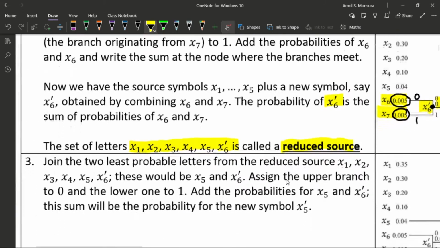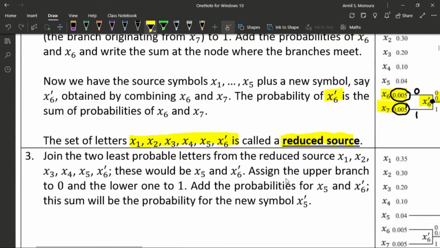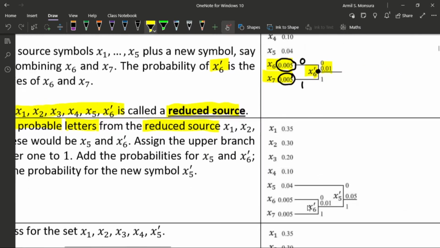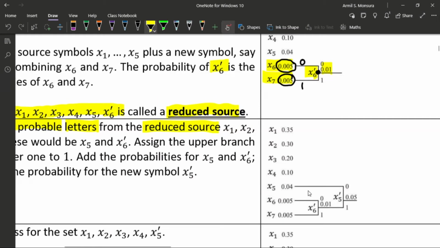Now we repeat that process, but this time, the comparison includes the symbol we combined earlier. So join the two least probable letters from the reduced source. We are now looking at the reduced source, so we're not looking at this one, but instead at these probabilities.